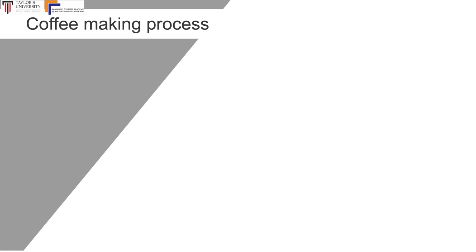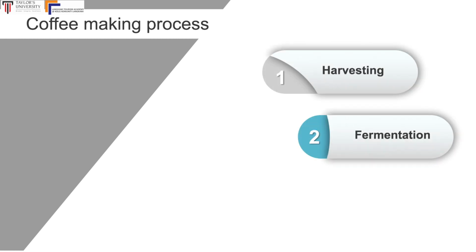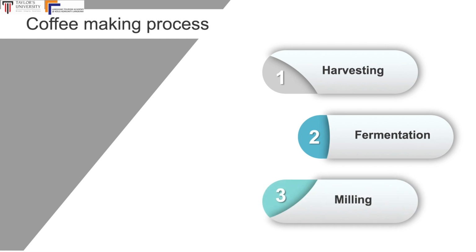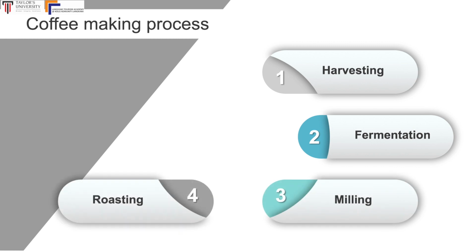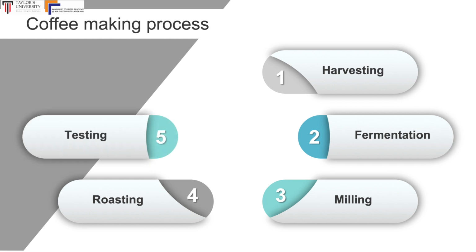Now let's talk about the making process. How do we make coffee? There are 6 main steps while creating and producing coffee. Harvesting, fermenting the coffee bean, the milling process, followed by the roasting process, the testing part, and finally grinding.